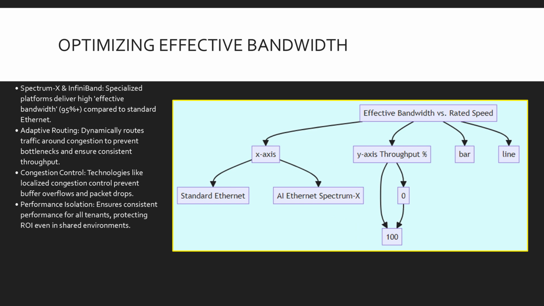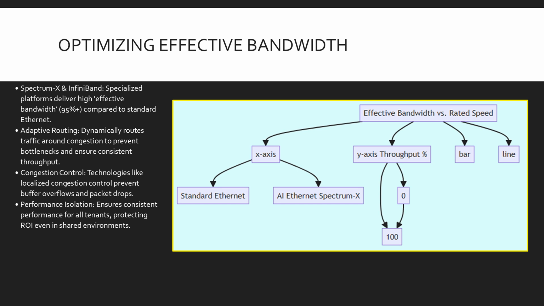To fix the idle resource problem, we focus on effective bandwidth. While standard Ethernet might claim high speeds, its effective throughput often drops due to collisions. Specialized platforms like NVIDIA Spectrum-X for Ethernet or Quantum InfiniBand utilize adaptive routing to dynamically steer traffic around congestion, ensuring up to 95% effective bandwidth utilization. They also employ advanced congestion control to prevent buffer overflows before they happen. By enforcing performance isolation, these technologies ensure that every dollar spent on networking translates into actual data movement, securing the ROI of the entire AI cluster.